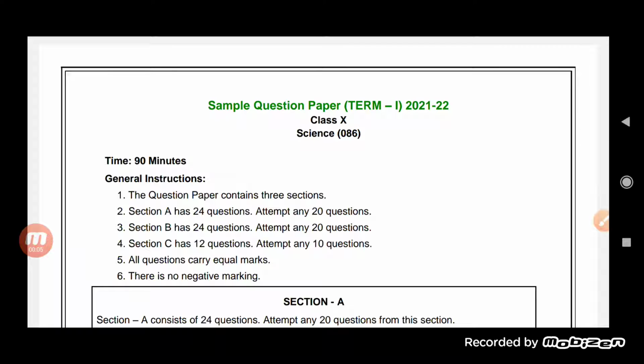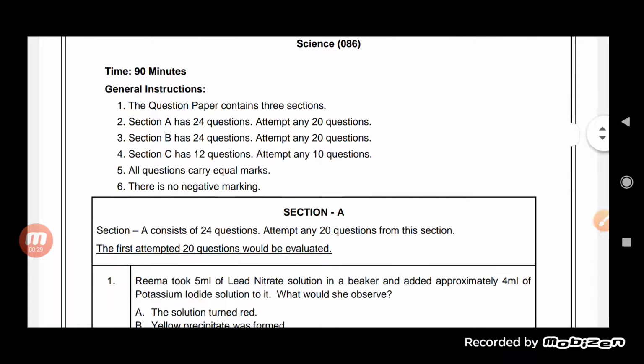So students, today we are going to see the sample question paper of Term 1 that was launched by CBSE, and let us see what kind of criteria and what kind of questions can be asked. See here, the timing that will be given to class 10th is 90 minutes. The instructions are also given. Let us see the instructions.